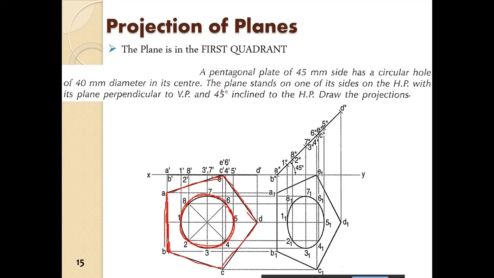The plate stands on one of its edges on the horizontal plane, as it was in the previous case, with its plane perpendicular to the VP. So it is perpendicular to the VP as we can see, and again we have to incline it at 45 degree to the horizontal plane. So the first step is to draw the pentagon and the circle.